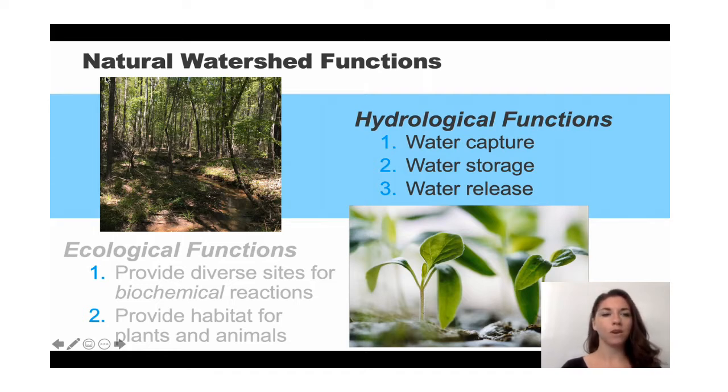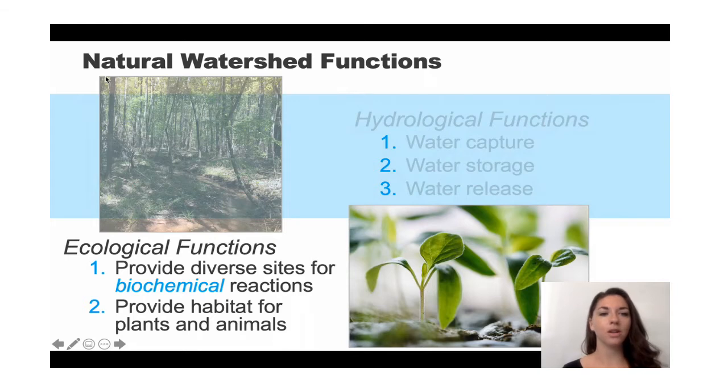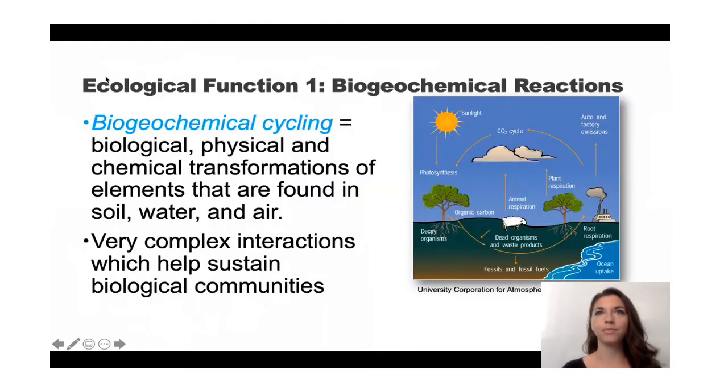Watersheds also provide those ecological functions, including biochemical reactions and habitat for plants and animals, which we'll talk a little bit more about. So I mentioned biogeochemical reactions. Biogeochemical cycling refers to the physical, biological, and chemical transformations of elements that are found in soil, water, and air. Many of those interactions are actually quite complex and are very important for maintaining proper watershed function.